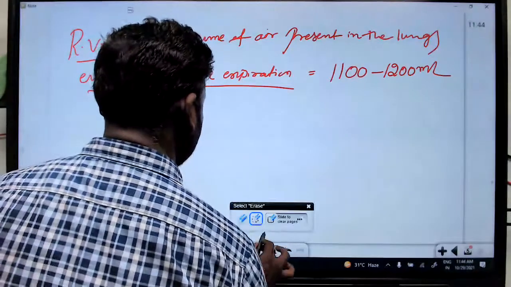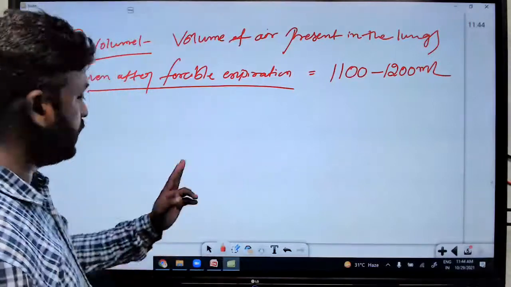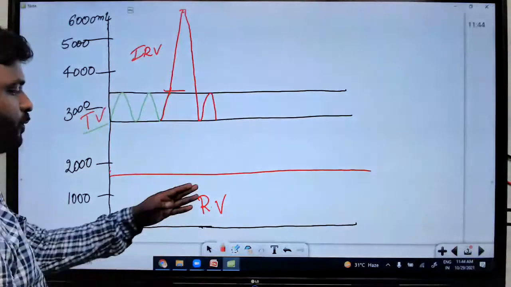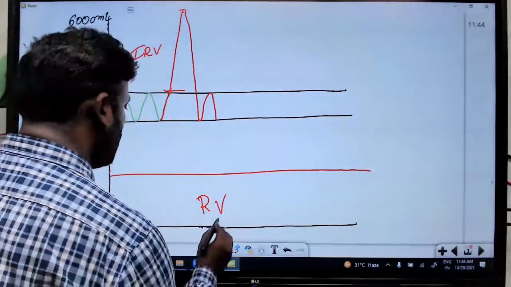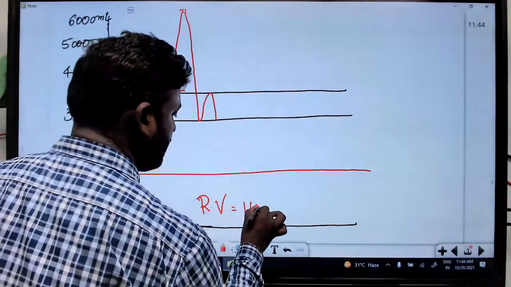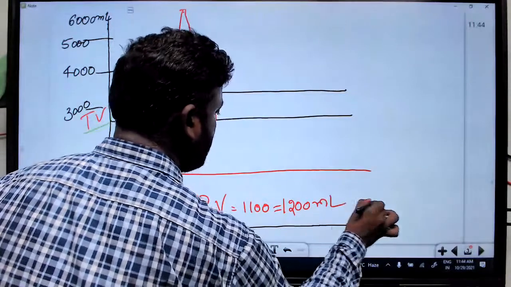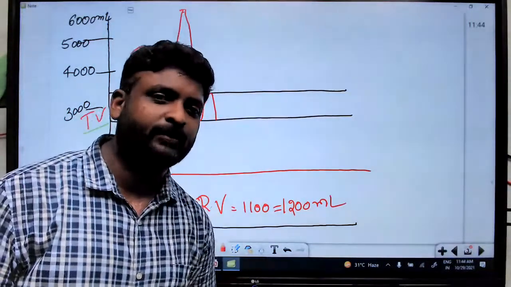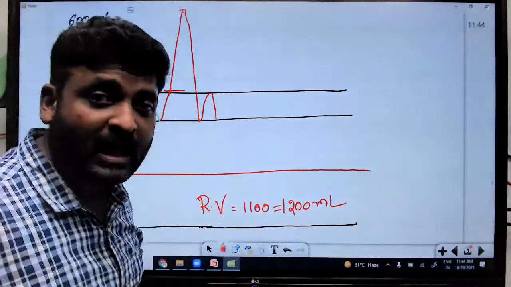And the next one, we have to mention it there on the graph. This is the residual volume. How much? 1,100 to 1,200 ml, meaning 1.1 liter to 1.2 liter. Got it? That's about the residual volume. It always remains in the lungs.